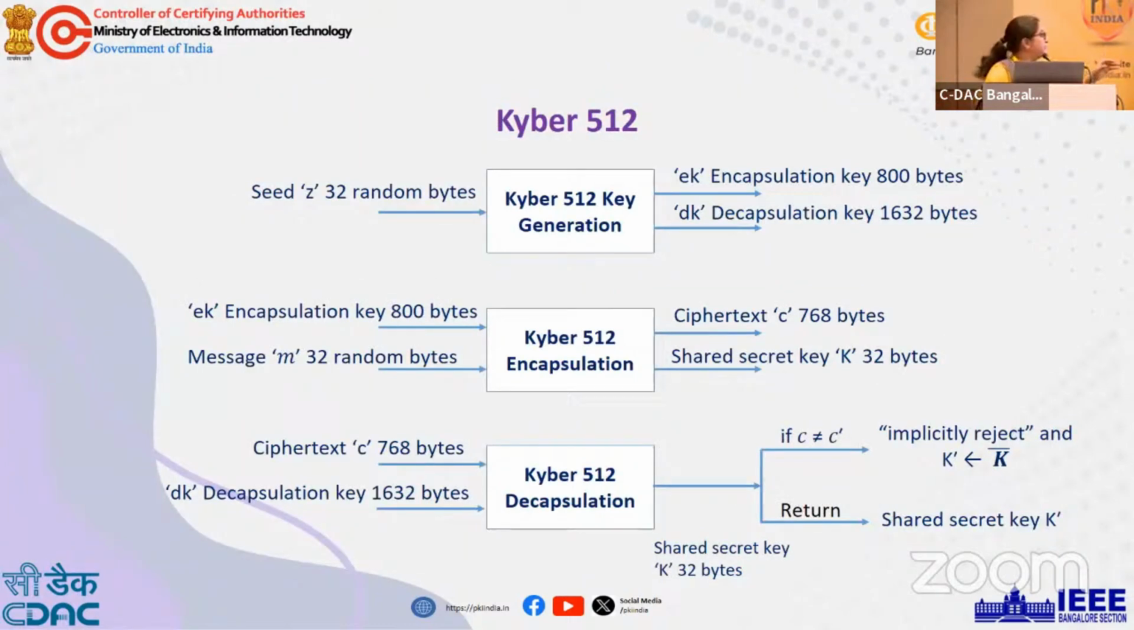Key generation takes Z as input and generates the EK and DK. Kyber encapsulation takes the EK and the message, random bytes of 32, and generates the ciphertext C and the shared secret key K. In decapsulation, it takes the ciphertext C and the 1632-byte decapsulation key, and checks: if C is not equal to C dash, it implicitly rejects, and if it matches, then it shares the shared secret key.